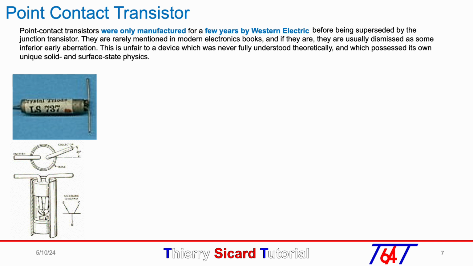On the left, you can see the first point contact transistor with both wires, the emitter and collector, touching the germanium base. The collector was differentiated from the emitter with a 20-degree angle. They are rarely mentioned in modern electronic books, and if they are, usually dismissed as some inferior early aberration. This is unfair to a device which was never fully understood theoretically and which possesses its own unique solid and surface state physics.